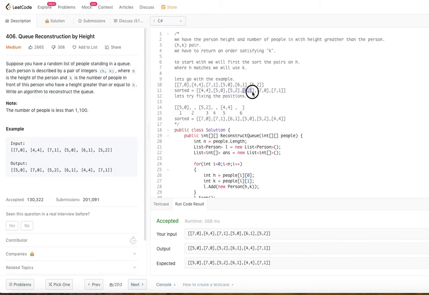Now 6, 1. This is a tricky one. Where should we put 6, 1? Obviously we will have to pass through all the heights of 4 and 5. Basically, there must be only one person whose height is greater than or equal to 6. So where can we put it? This is a tricky situation.